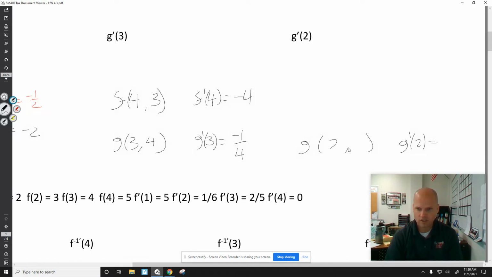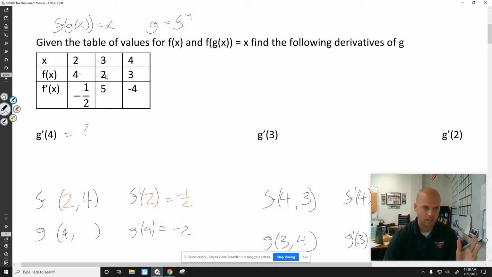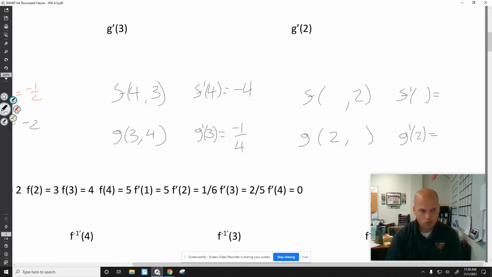So I'm focusing on g that has an x-coordinate of 2. Well, inverses have flip-flop points, so I'm looking for f when its y-coordinate is 2 and its derivative at whatever that x-coordinate is. Not at 2. I'm not going to look at 2. I'm going to say, okay, f's got a y-coordinate that's 2 when x is 3. So we have the point 3, 2.